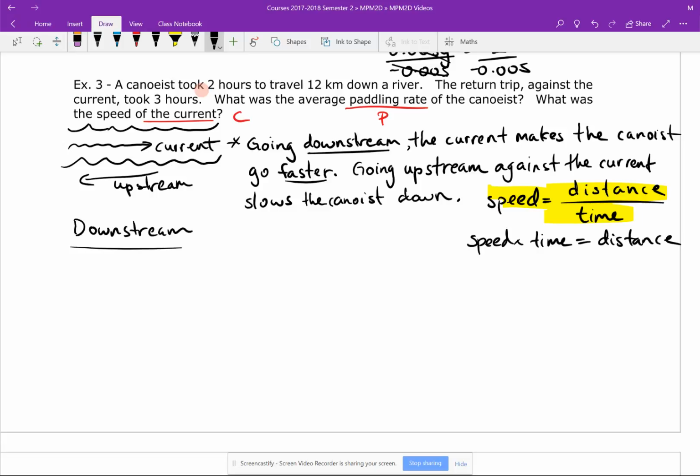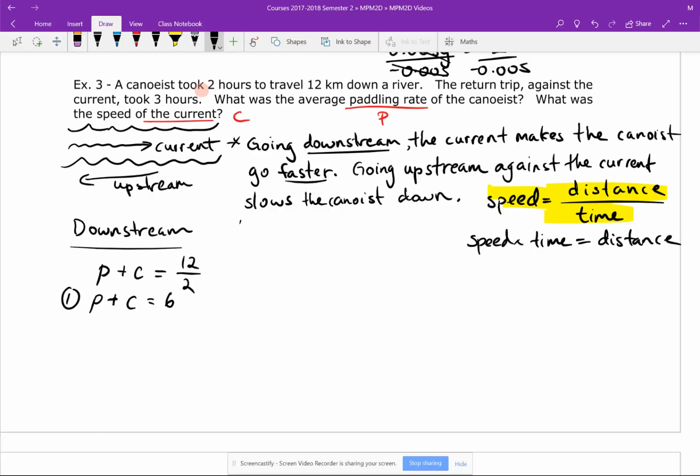You have a paddling speed, so your paddling rate is like a paddling speed. P plus the speed of the current helping you, C, equals the speed going down. It takes you 12 kilometers in 2 hours, so that's a speed of 6 kilometers per hour. So the paddling speed plus the speed of the current combined give a total boat speed of 6 kilometers per hour. That's equation number 1.